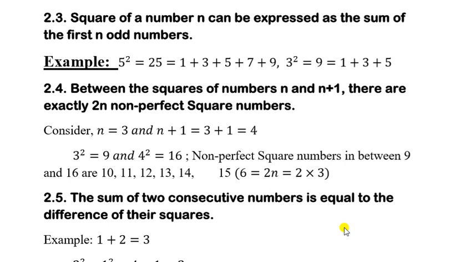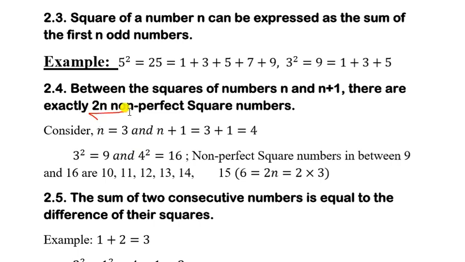Now the fourth property. The fourth property is said between the squares of numbers n and n plus 1. That means if you choose 2, then you have to choose 3 as well, because n and n plus 1. And there are exactly how many non-perfect square numbers will be?